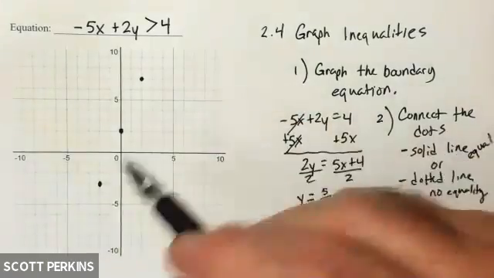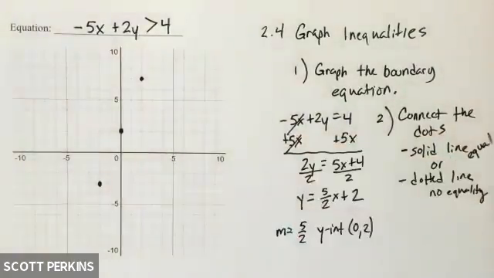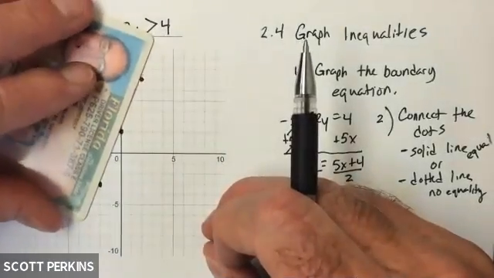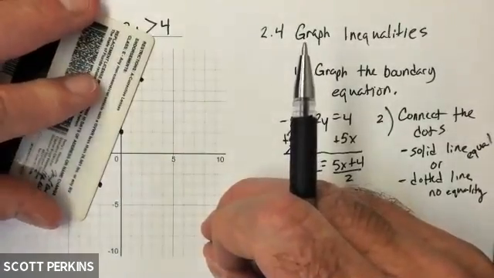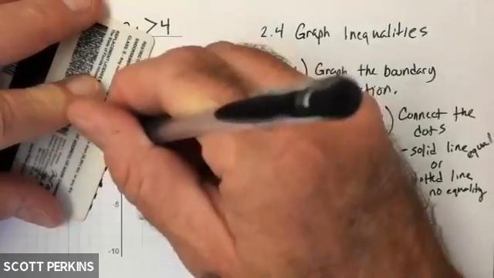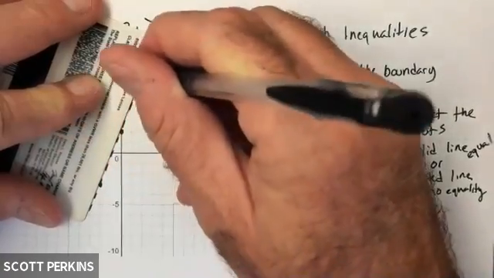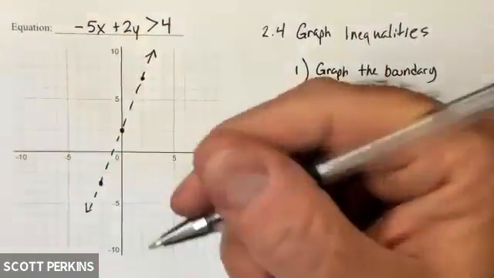So for my inequality right here, negative 5x plus 2y is greater than 4, how am I going to connect the dots? Am I going to use a solid line or a dotted line? Perfect. Thank you. Lots of voices. That makes me happy. So I'm just going to do a dotted line here. Put my arrows on it. There's my boundary.